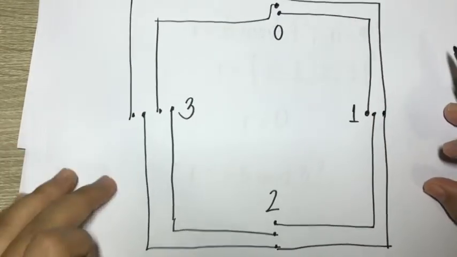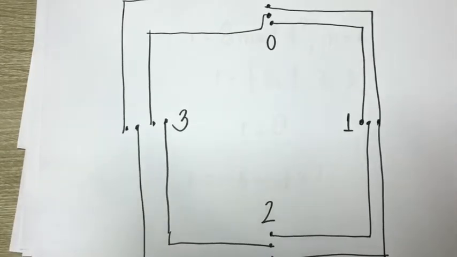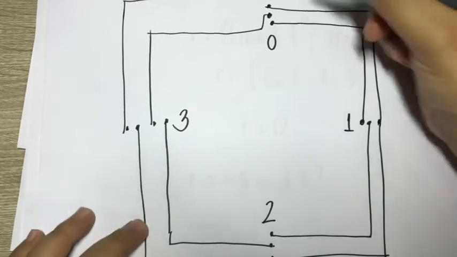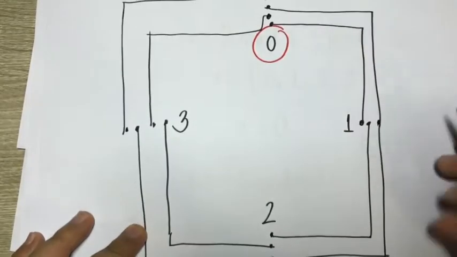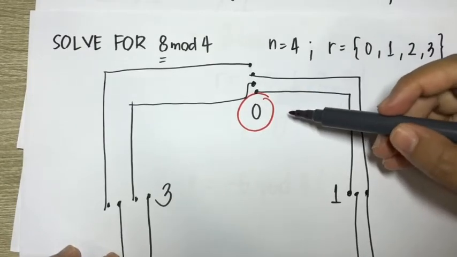So take note that wherever we land, that is our solution to the problem. So therefore, in this case, the solution to our problem is 0. Or 8 modulo 4 will yield a remainder of 0.